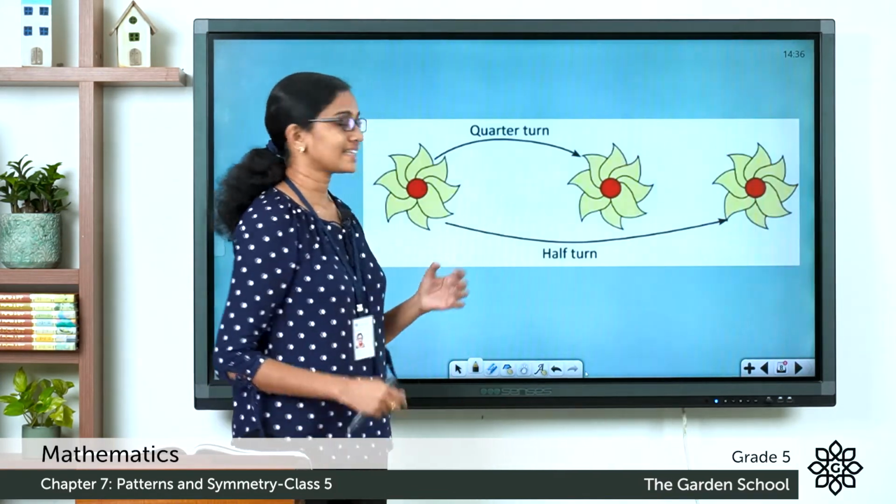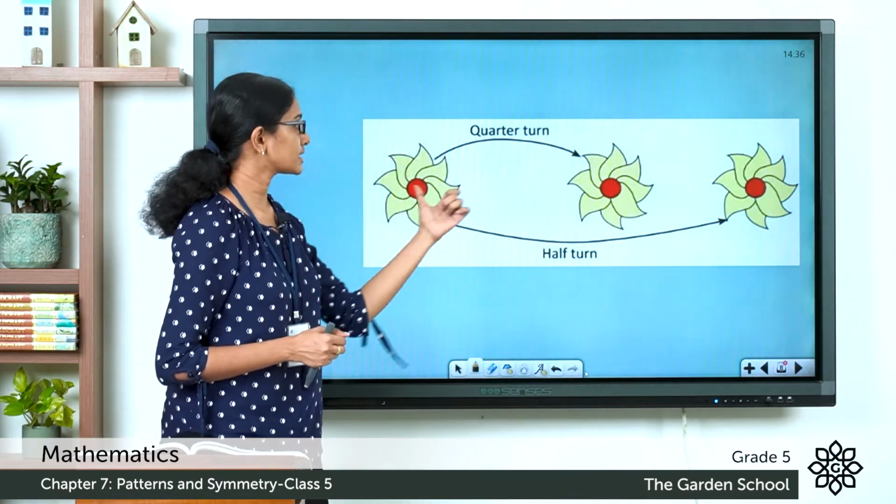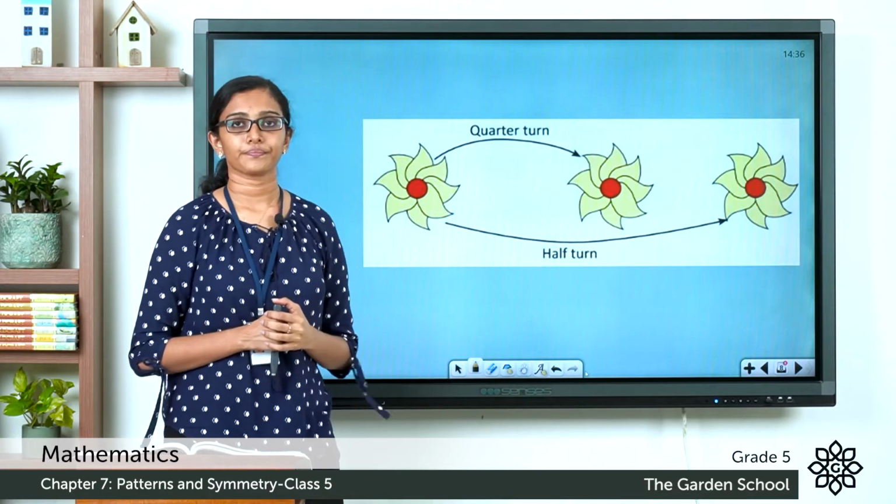So, here you have one example. See this design here. After a quarter turn, it looks exactly the same. And after a half turn, it still looks the same.